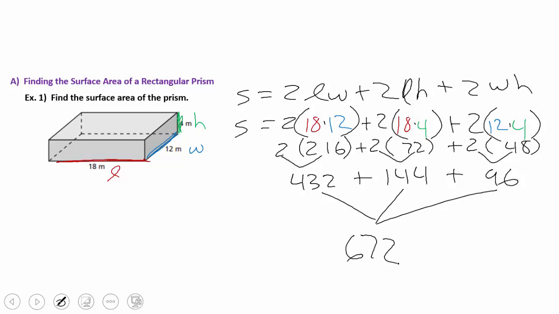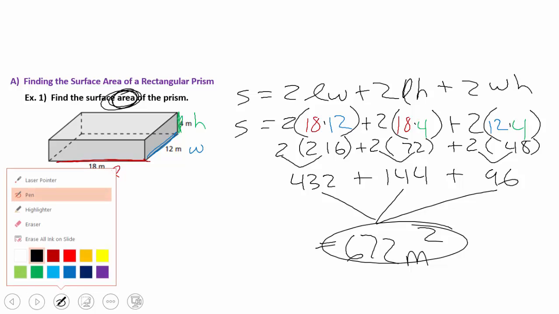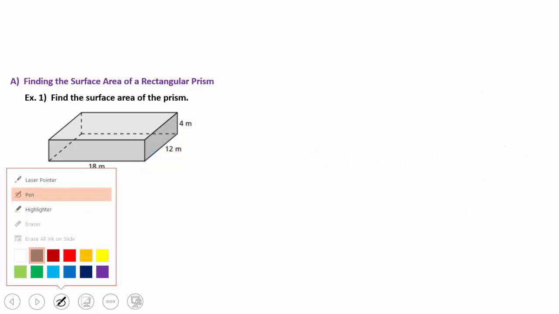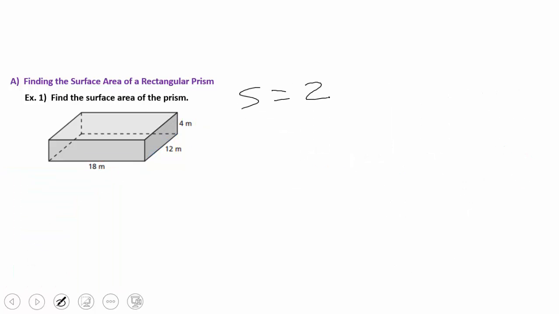Now we're talking meters. And remember, surface area is always squared. So 672 meters squared. So that's using the long way, as I call it, which only works for one prism, the rectangular prism. Let's try it using the other formula, 2 times the area of the base plus the perimeter times the height.